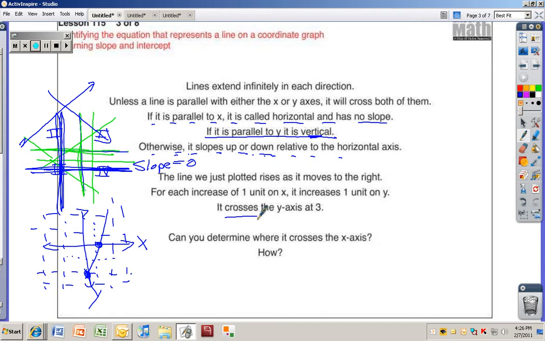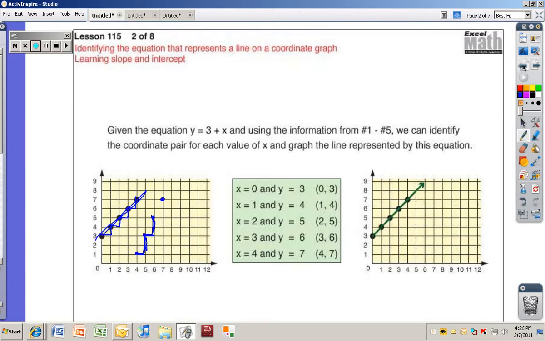It crosses the y-axis at 3. Let's go back and look at that again. Crosses the y-axis at 3. Here's the y-axis, right? Look where it crosses, right there. Right at 3. Okay, that is called the y-intercept, because it crosses the y at 3. The y-intercept for this is equal to 3.